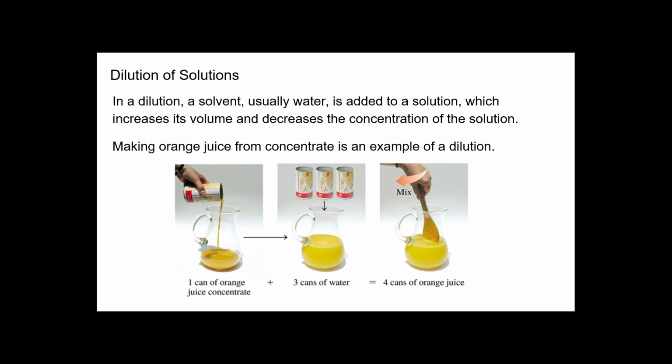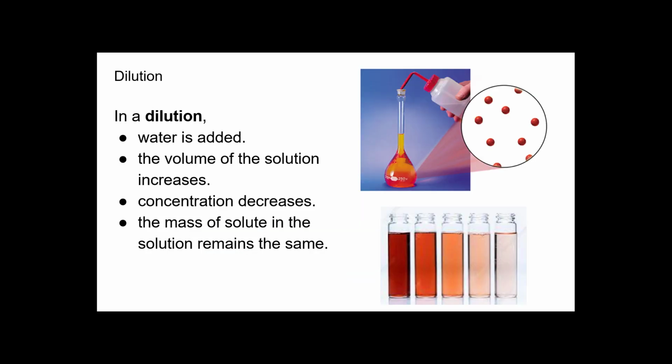So what you did is you started with a really concentrated orange juice, and then you diluted it just by adding water to it. And now it's what you would normally drink as orange juice. This is a dilution. In a dilution, water is added. The volume of the solution increases, the concentration decreases, but the mass of the solute in the solution remains the same.